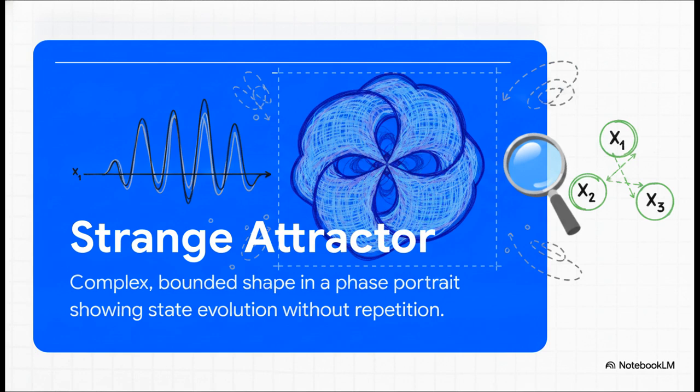But if we plot the 3 states against each other, x1 versus x2 versus x3, we get a phase portrait. The solution never repeats, meaning it's aperiodic. But it doesn't just spiral off to infinity either. It's totally bounded. It forms this mesmerizing, beautiful shape known as a strange attractor.